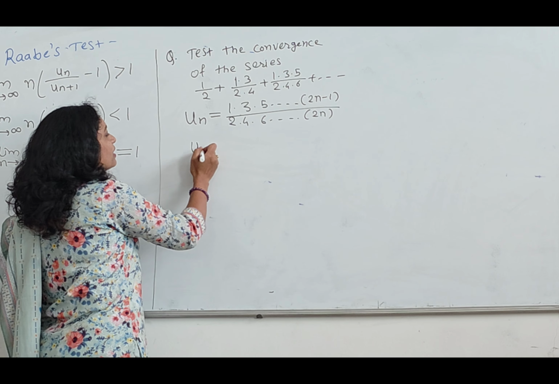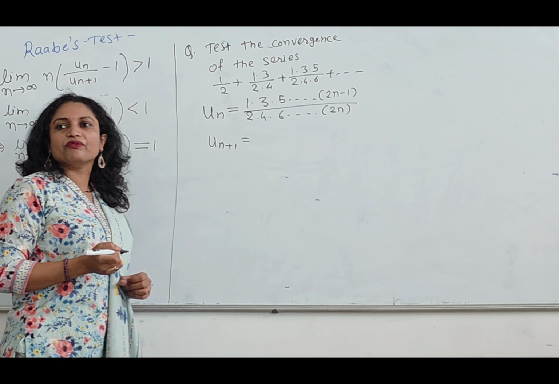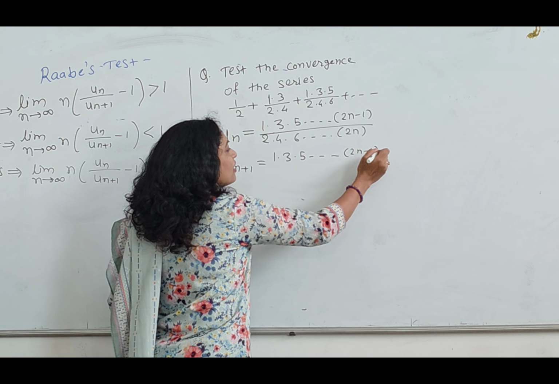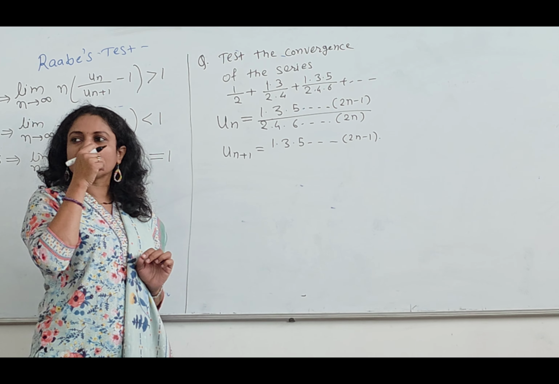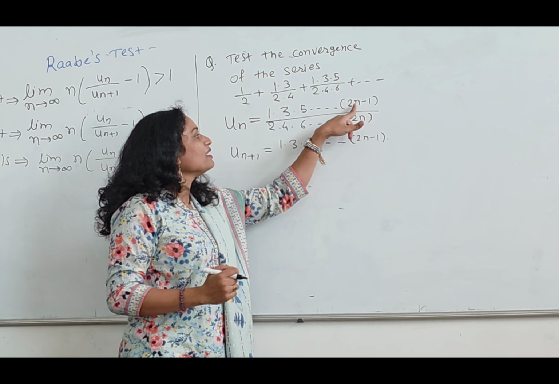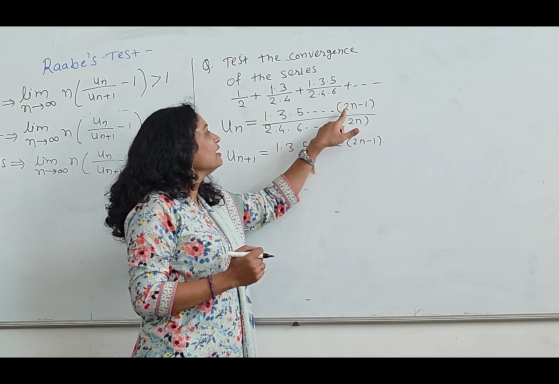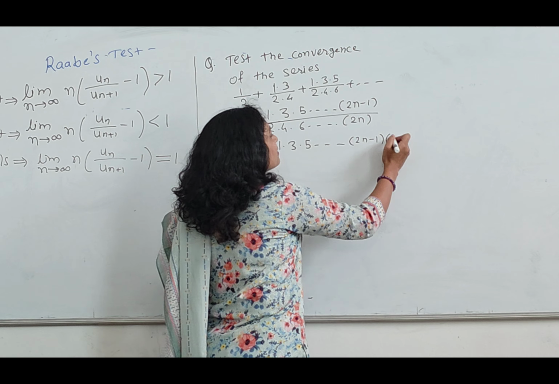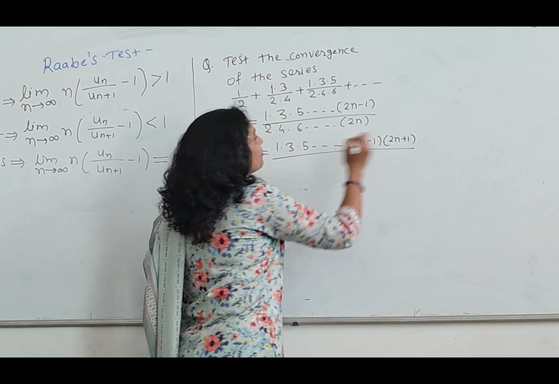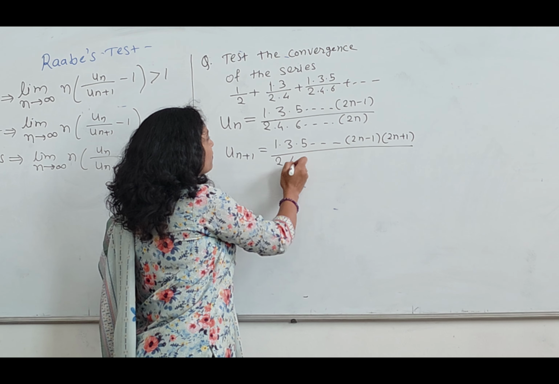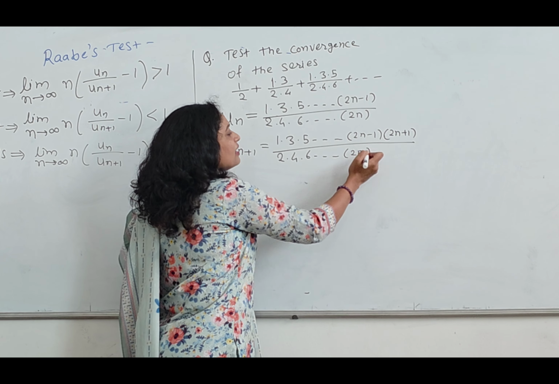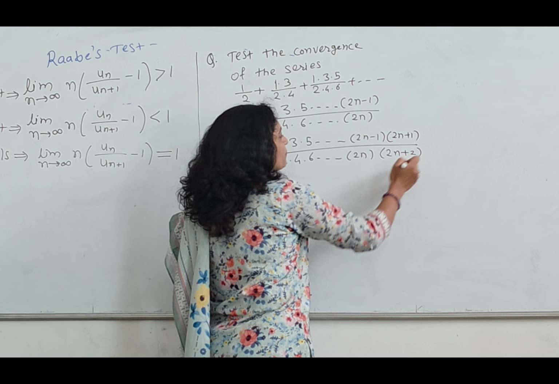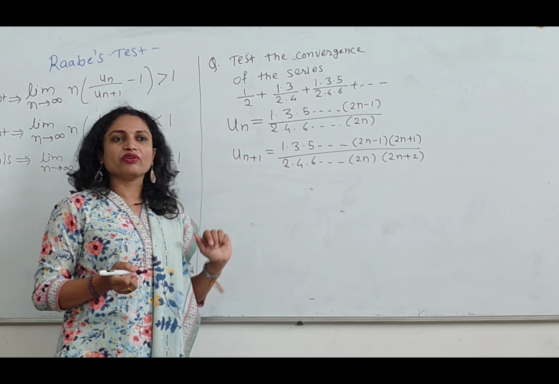What about the n plus 1 term? The n plus 1 term will have all these n terms, along with one extra term, that is the n plus first term. So just replace n by n plus 1 here. What are you going to get? 2n plus 2 minus 1, so that will be 2n plus 1. And the denominator will be 2 into 4 into 6 till 2n, and the next term will be the next even number, 2n plus 2. So in this way you got un and un plus 1.